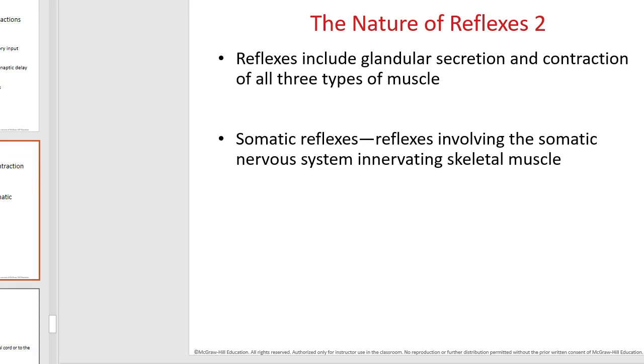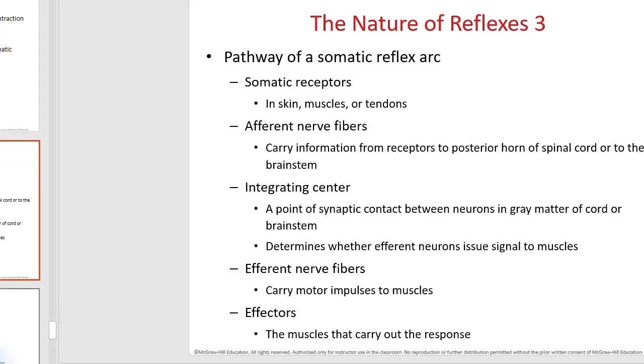Now, more specifically for this one, we're going to talk about somatic reflexes, which involve the somatic nervous system. So we're going to deal with skeletal muscles. This I really need you all to know and key in on. This is the pathway. We have to have a receptor first. The somatic receptor is the tattletale, in muscles or tendons. We have to have the afferent nerve fibers. Remember, afferent also means sensory, same thing. Then an integrating center, which is a control center so we can process the information. Efferent nerve fibers, which we also know as motor nerve fibers, and then effectors.